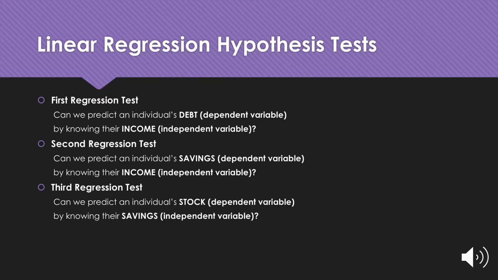Second regression test, can we predict an individual's savings by knowing their income, where savings will be our dependent variable and income will be our independent variable? Third regression test, can we predict an individual's stocks by knowing their savings, where stocks will be our dependent variable and savings will be our independent variable.